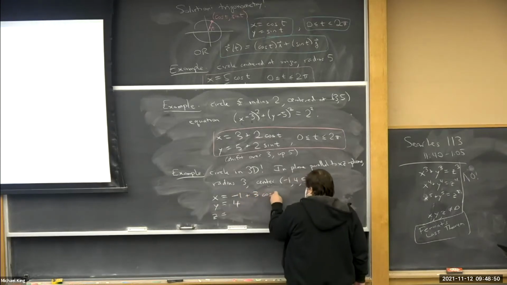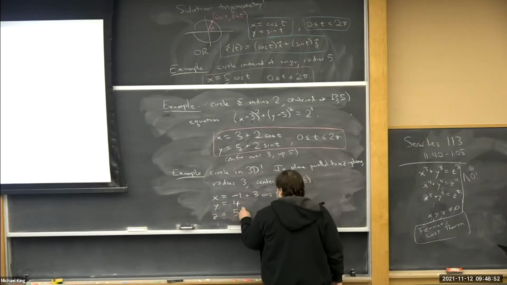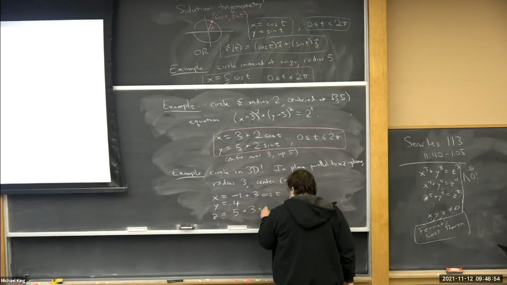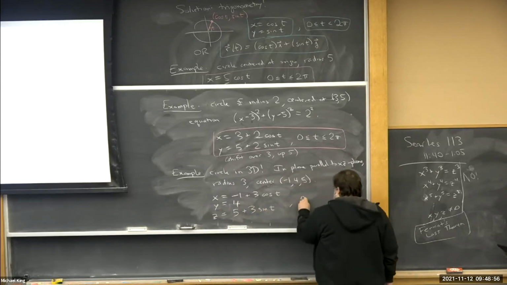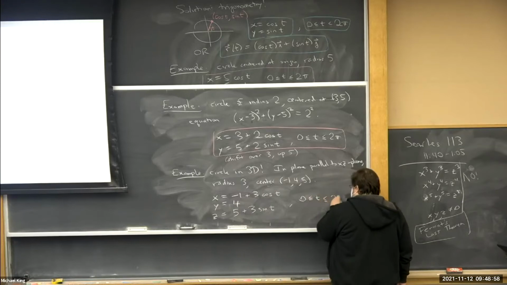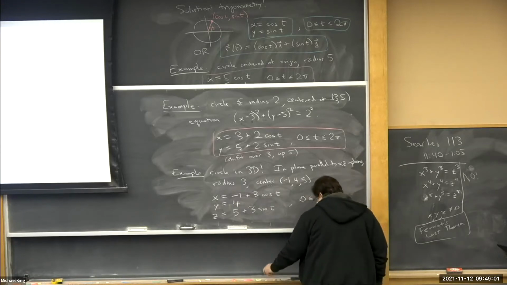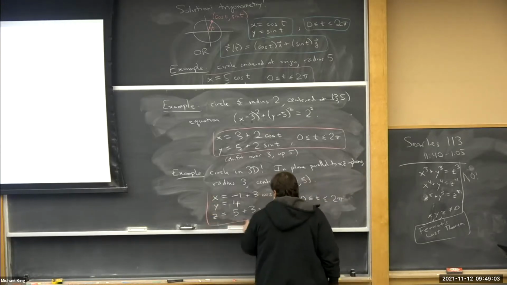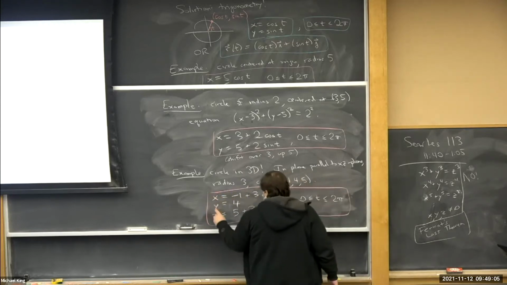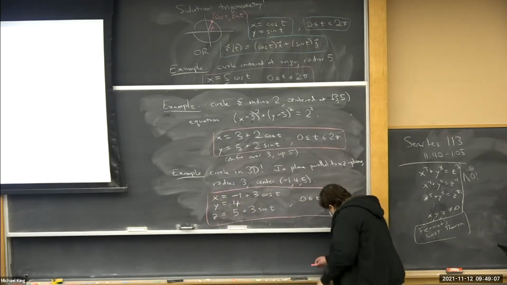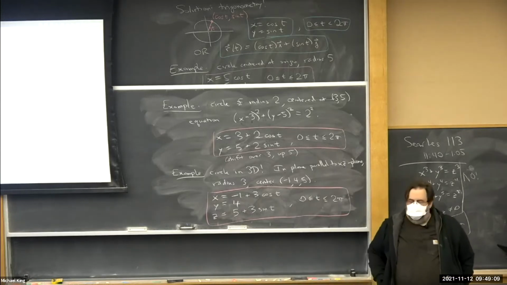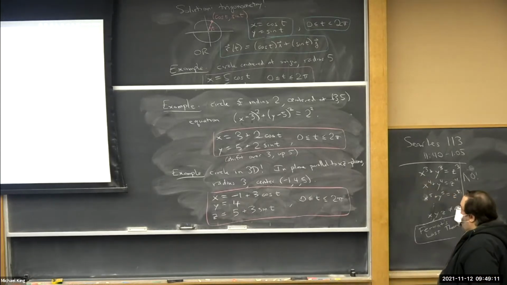Yeah, x is -1 plus 3 cosine t, and then z will be 5 plus 3 sine t. And I think that'll work as an answer. That's just because we're in this plane. So that makes some sense.